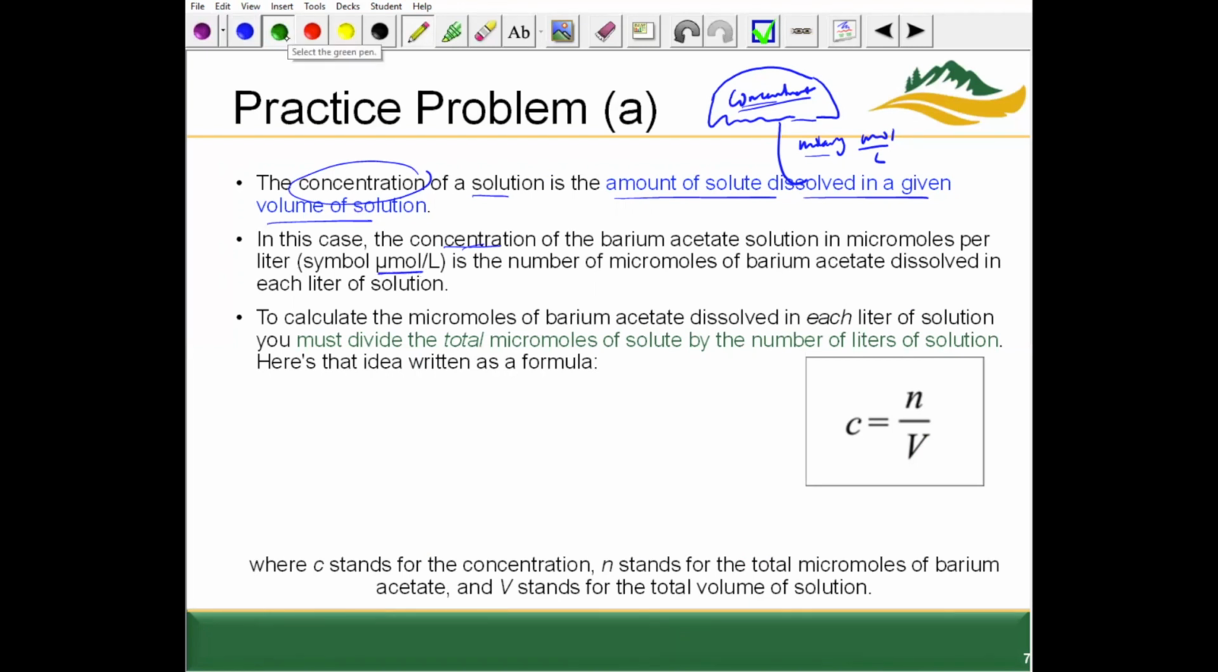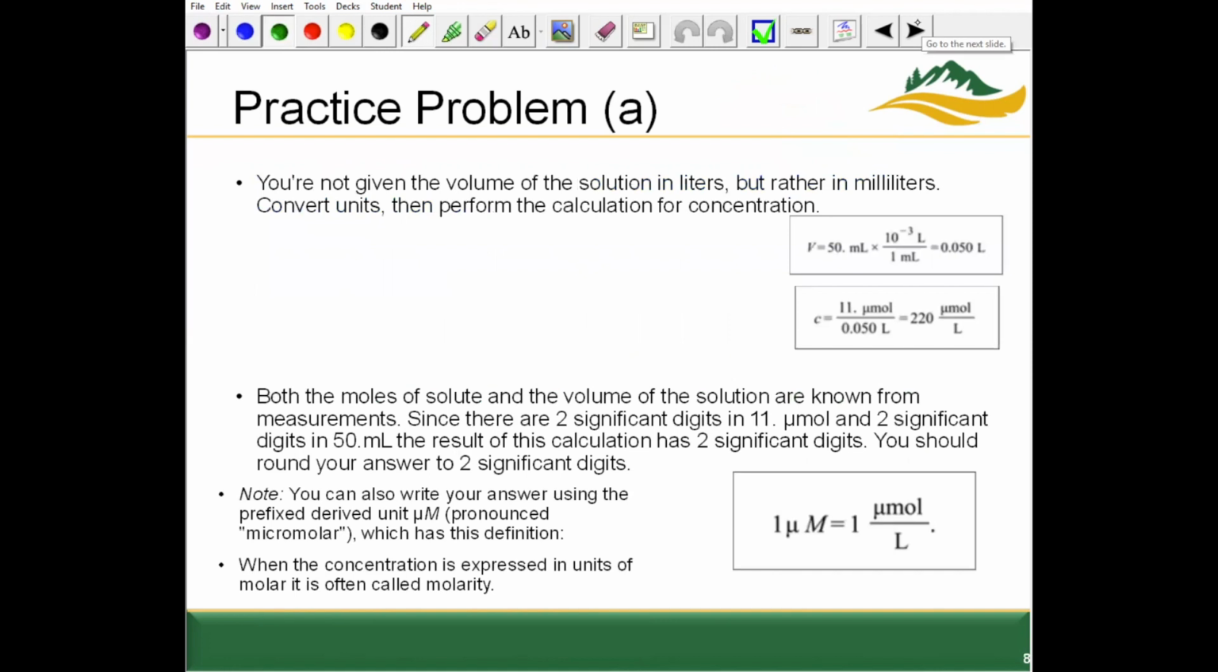Now to calculate this, we know our equation we're going to use. We know the value for N. We know the value for the volume. Then we can plug in our values, and we'll do that on the next slide. And here's a reminder of what N and V and C stand for in this equation. So now on the next slide, we can start plugging in values into that equation.